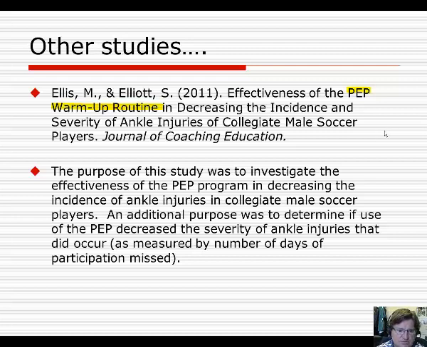So she did this for a couple of years with a men's soccer team and looked at whether it decreased the incidence of ankle injuries. So her purpose statement, which is what we're talking about here, was to investigate the effectiveness of the PEP program in decreasing the incidence of ankle injuries in male soccer players. So her big idea was that she was concerned about ankle injuries. Then she turned it into a research question and then into this purpose statement.